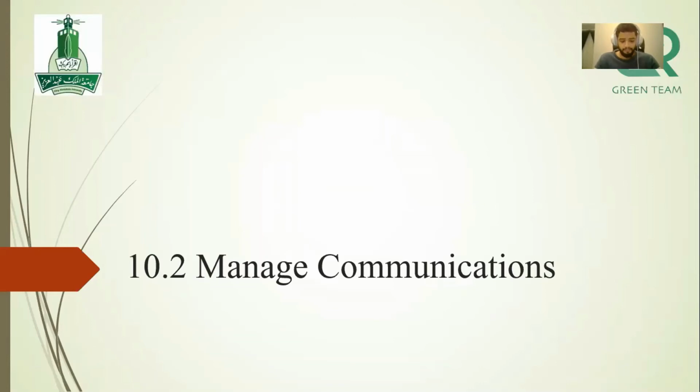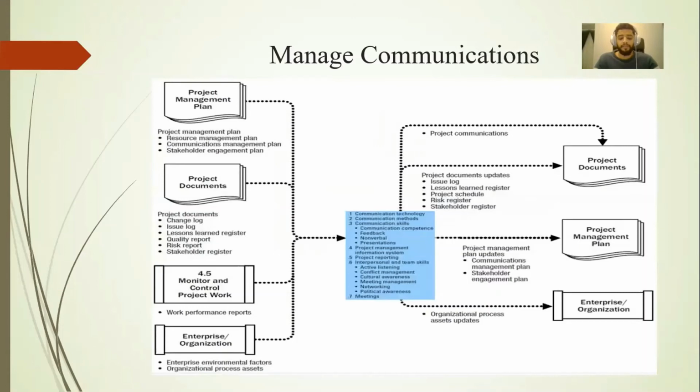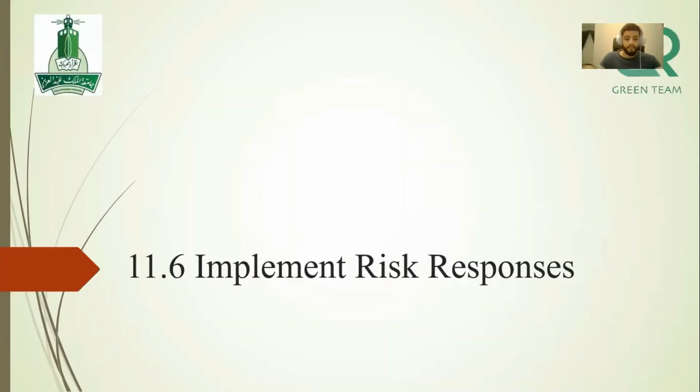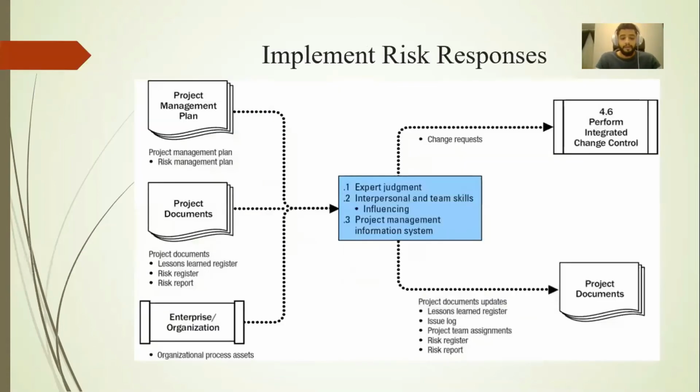Manage communications. You can manage communications by mapping out the project organization, identifying your stakeholders, making sure the team gets roles and responsibilities, creating a communication plan, preparing project status reports, and so on. Implement risk responses. Implementing risk responses is the process of planning and implementing actions, and planned responses to the project risks.